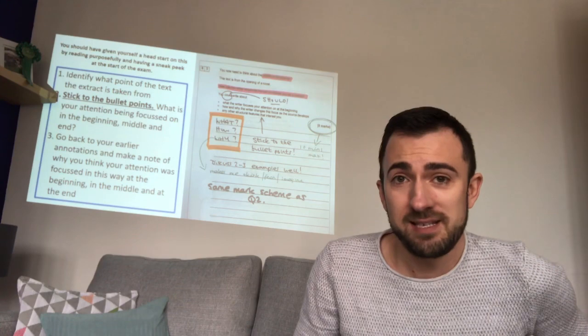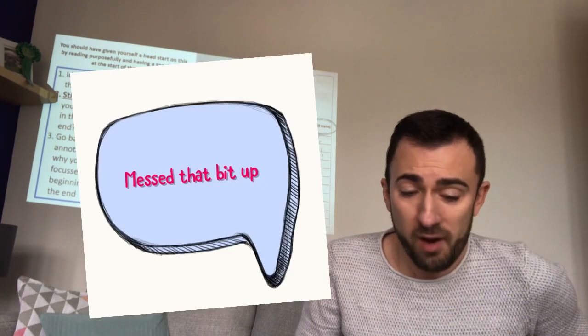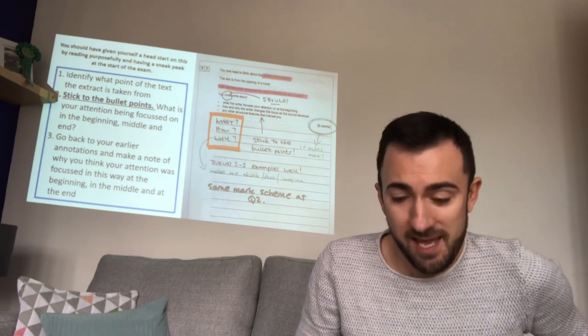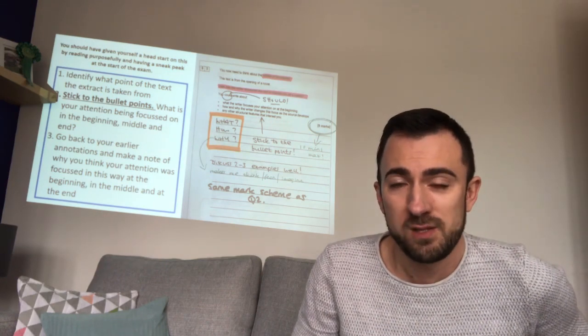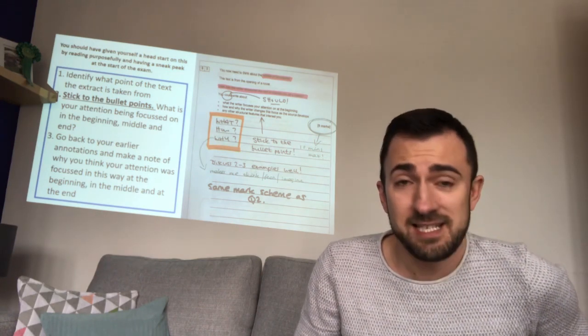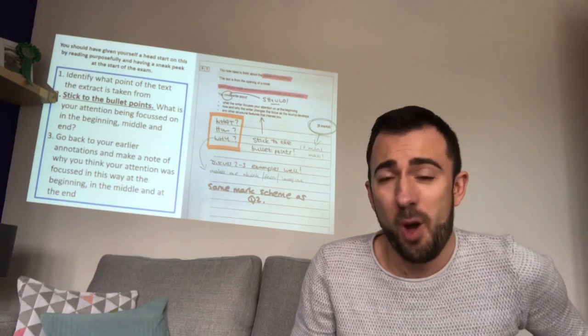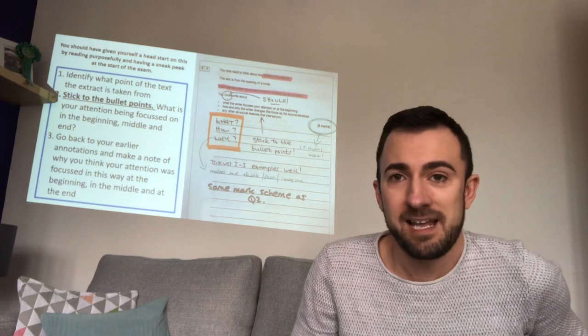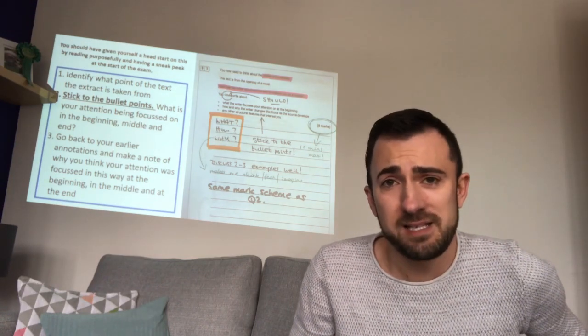The first thing to do then, in terms of steps, is number 1, identify the point of the text that the extract is taken from. In this case, it's from the beginning of Harry Potter and the Philosopher's Stone. The second thing is to stick to the bullet points. We can really overcomplicate this question by coming up with some really fancy structural techniques. We really don't need to do that. We can stick to the bullet points.